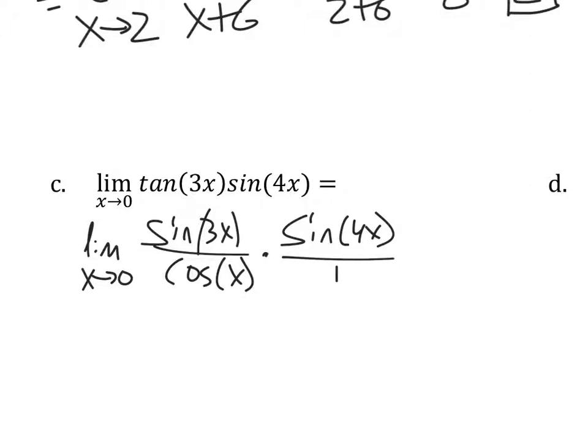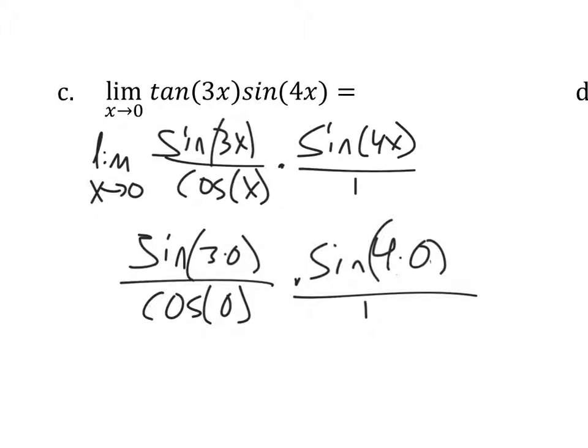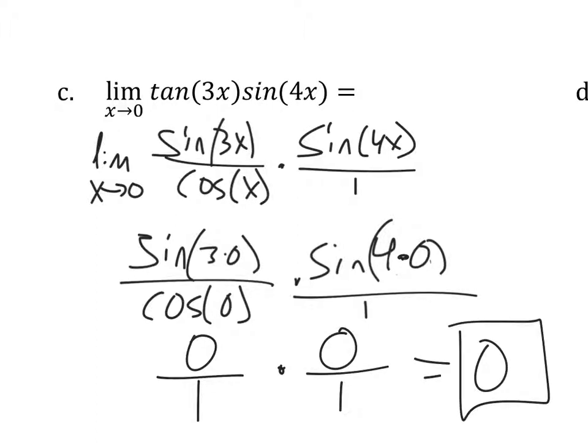When we do direct substitution, well, plug in 0, the sine of 0, 3 times 0, all over the cosine of 0, times the sine of 4x, or 4 times 0, all over 1. Well, the sine of 0 is 0. Cosine of 0 is 1. Sine of 4 times 0 is 0 over 1, which is 0. All right, so direct substitution works here.